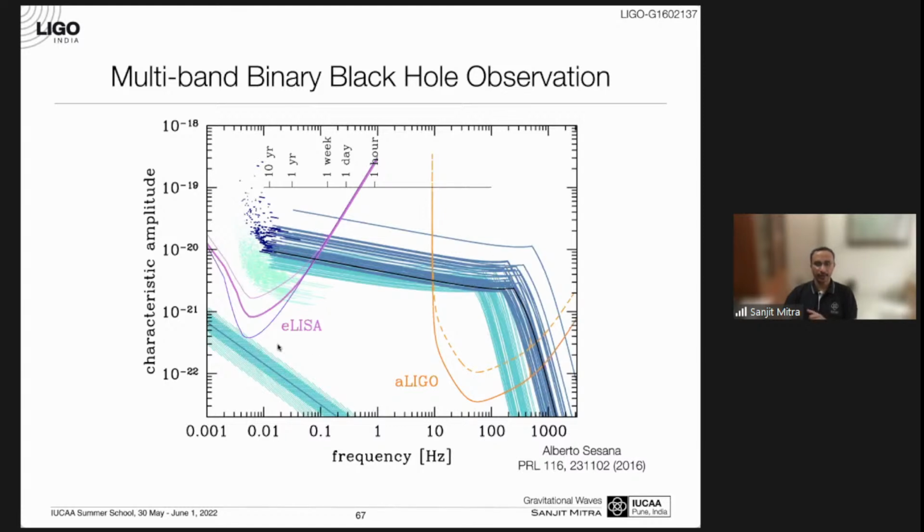So this is what LISA will enable, and of course LISA will have its own science, its own target observations also, like supermassive black holes, etc., which we will only be able to see with LISA. They will merge here.